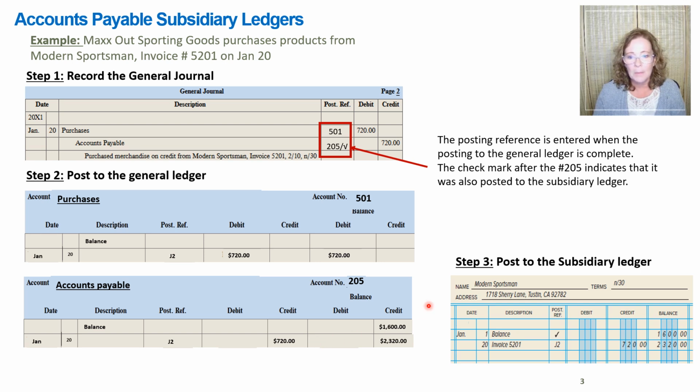Now on step 3, the subledger comes into play, and we record the credit to the specific subledger account for Modern Sportsman for $720. In practice, you would receive the invoice from the vendor, like Modern Sportsman here, and enter the invoice into the accounting system by pulling up the vendor and entering the invoice number, type of product, and the total. The system is set up to know that each product is associated with a general ledger account.